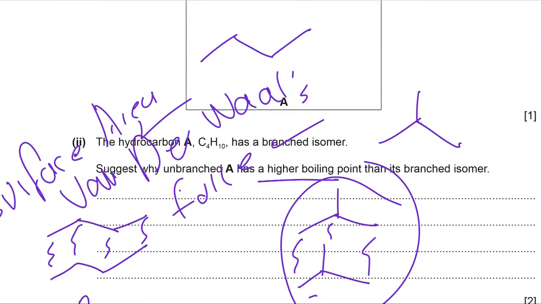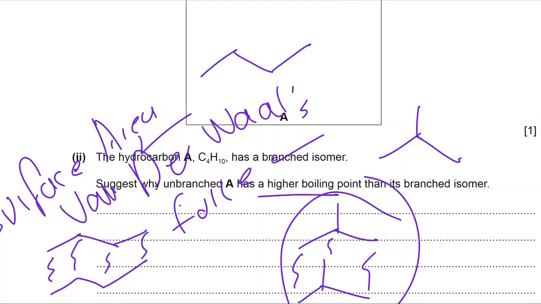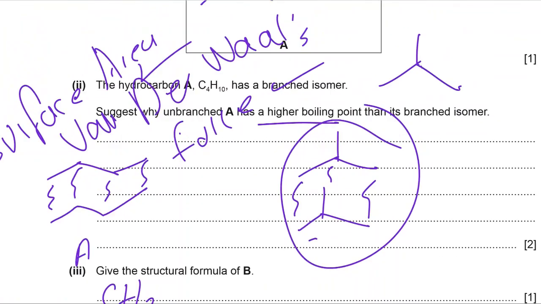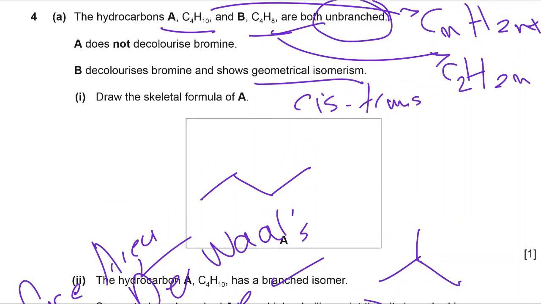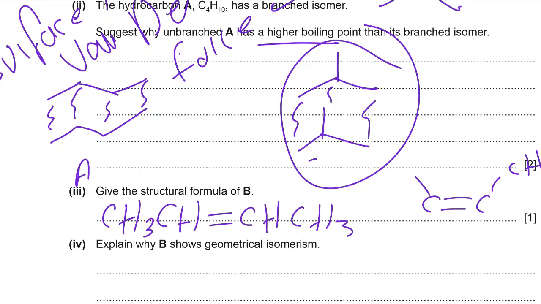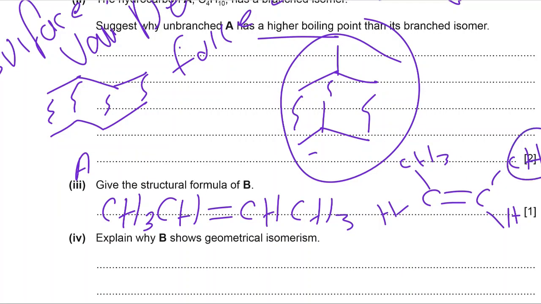Give the structural formula of B. What is B actually? This one, straight chain and alkene. So for this structural formula, you need to say CH3, and it shows geometrical isomers, that means the double bond should be in the middle: CH3, CH, CH, CH3. Because there is cis and trans, here you have CH3, CH3, H. This isomer is cis, and if you switch this one with the hydrogen, you'll get the trans.